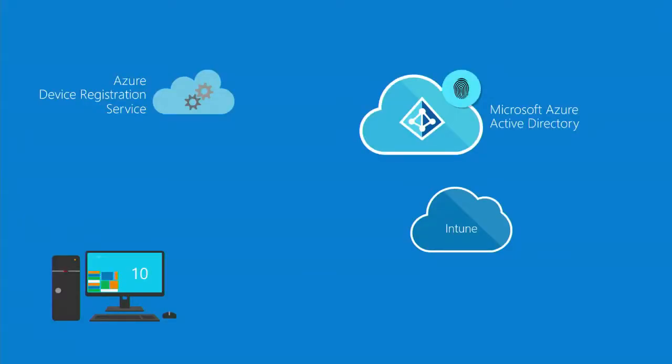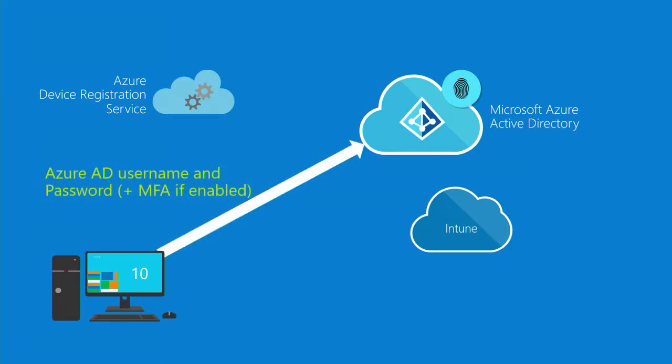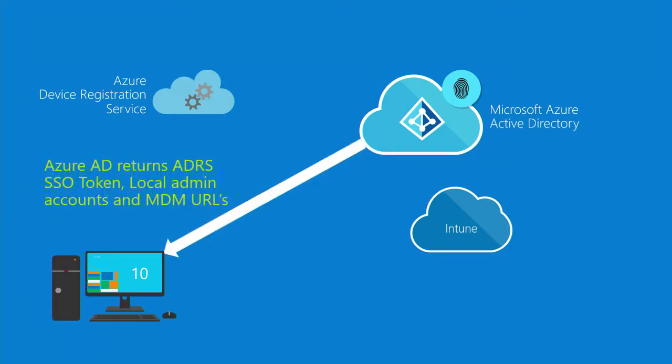Now, if that all passes, the next thing that happens is it checks to say, is Malcolm authorized to be able to perform an Azure AD join? And if he is, what we get passed back is a number of bits of information. So we get passed back a single sign-on token for the Azure Device Registration Service. We get passed the list of Azure AD accounts that need to be set up as local administrator accounts on our device. And we also get the MDM enrollment URLs for our device to go and enroll with our MDM.